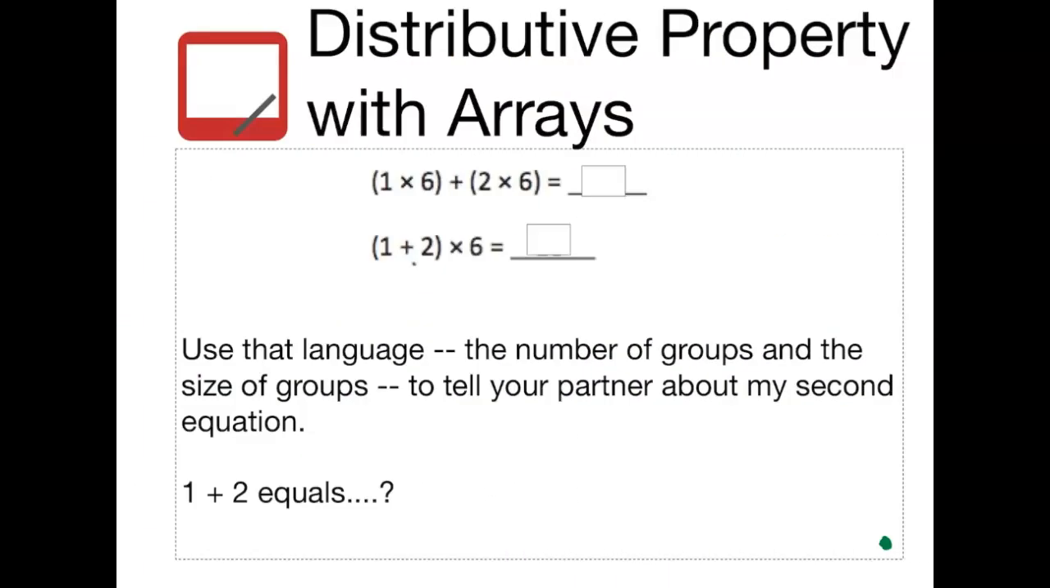Very good. So use that language and see if you can tell somebody at home or a partner using the number of groups and the size of the groups to tell your partner about the second equation, really about both the equations. So 1 times 6 plus 2 times 6, 1 plus 2 times 6. And we get 18 for both of these, don't we? 6 plus 12, 3 times 6.